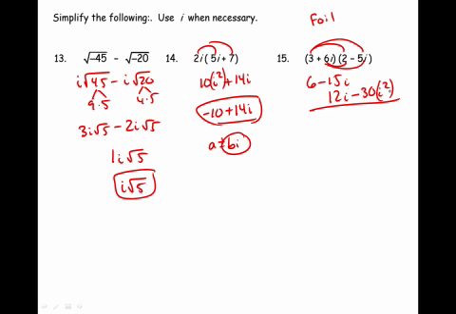Now, anytime we see i squared, that's the same as negative 1. So negative 30 times negative 1 is going to be positive 30. So this is going to be 6 minus 3i plus 30. Combine your like terms, and you get 36 minus 3i.